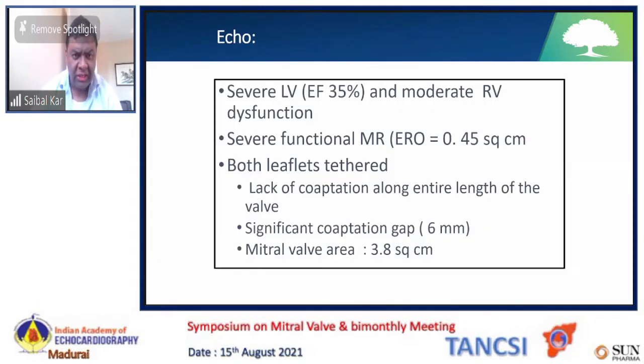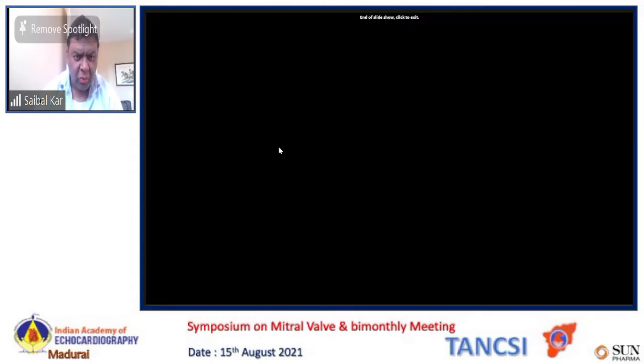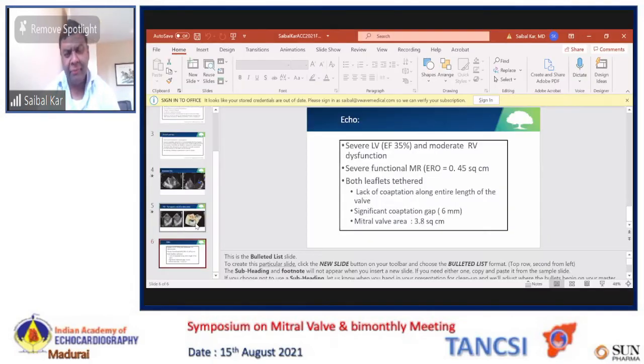And so the question is, his EF is 35, he has moderate RV dysfunction, his ERO is 0.45, both leaflets are tethered, and the mitral valve area is about 3.8 square centimeters. So the question is, what do we do with a person like this? Should we listen to his wishes and let him go and give him more diuretics, or even try a Hail Mary MitraClip? Open to the audience.